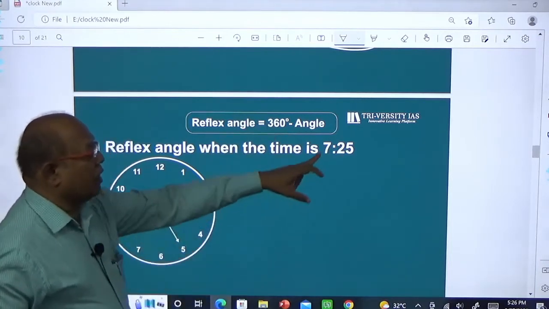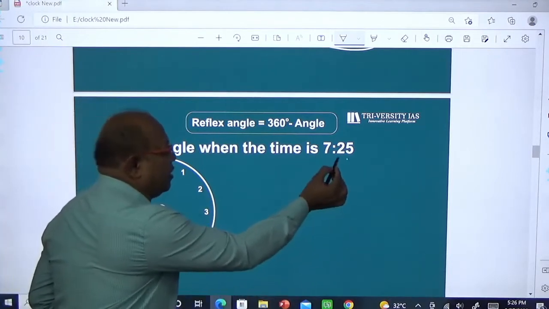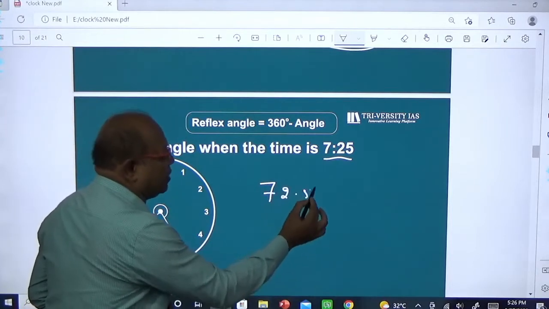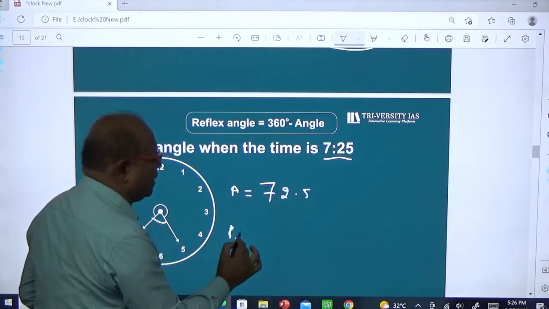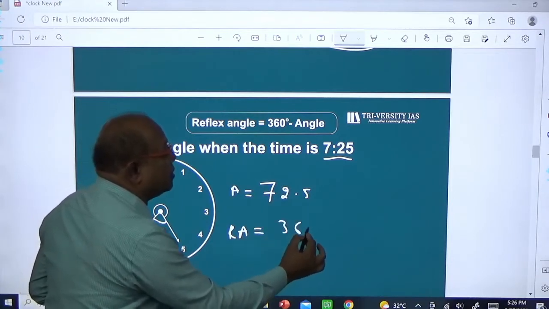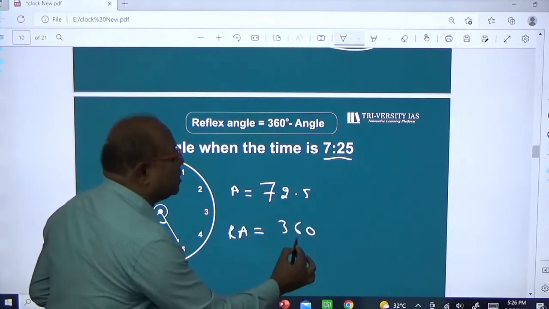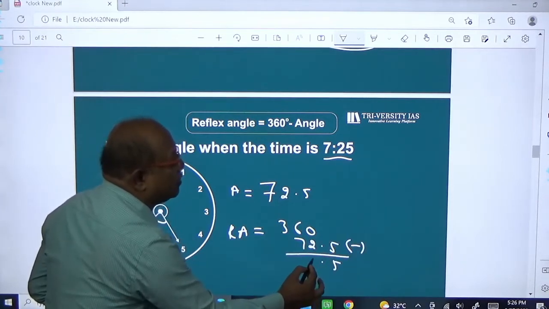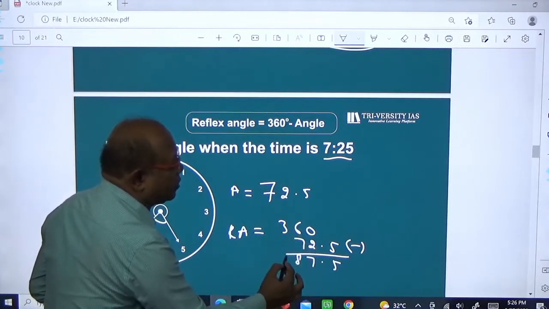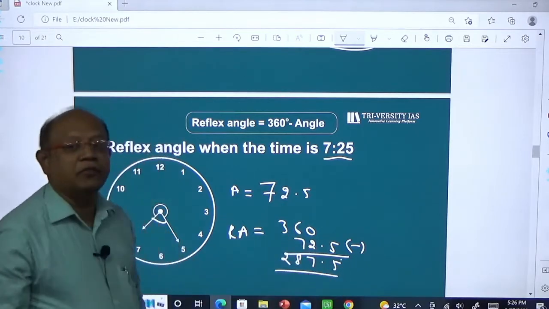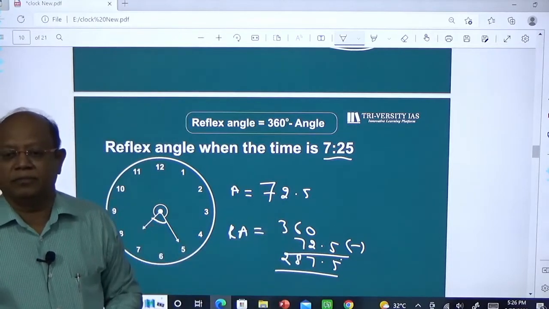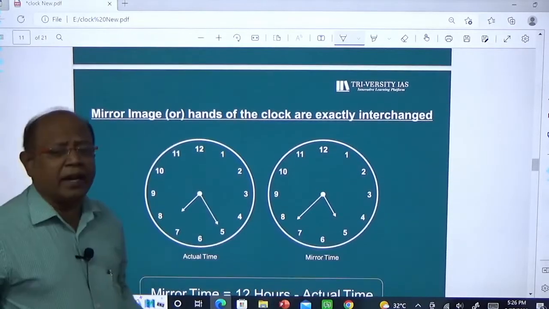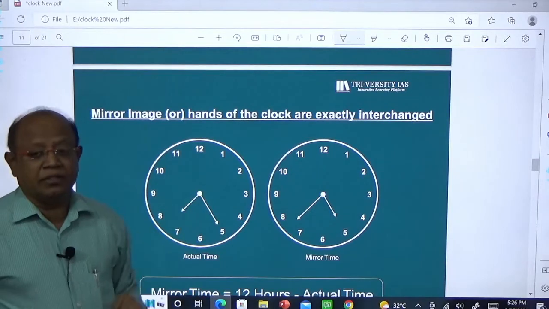Now, earlier we calculated the angle between the minute hand and hour hand when the time is 7:25. It is 72.5. This is the angle. So for the reflex angle, we have to subtract this 72.5 from 360. So if we subtract, 287.5 degrees is the reflex angle. Now let us see mirror image, or when the hands of the clock are interchanged.